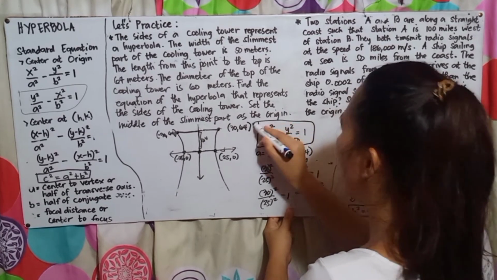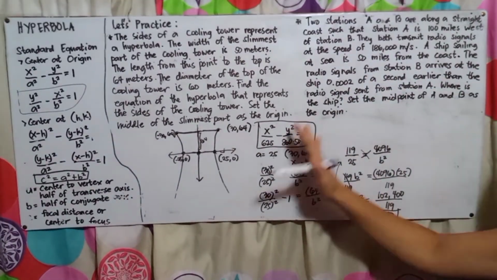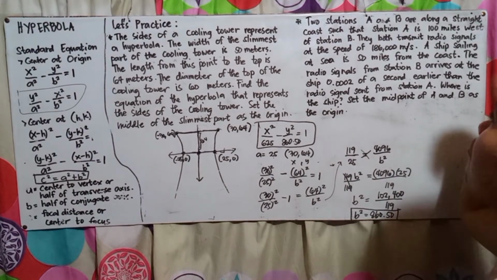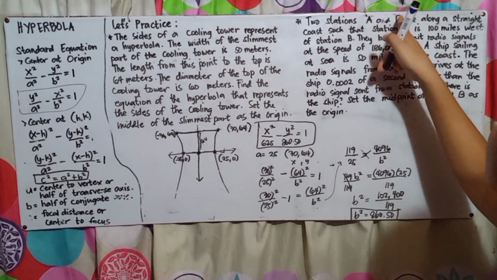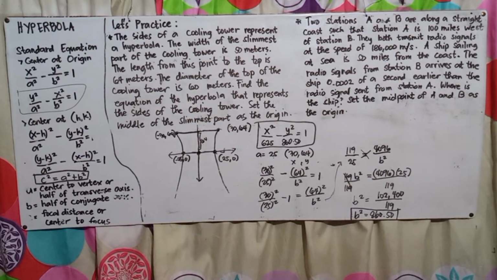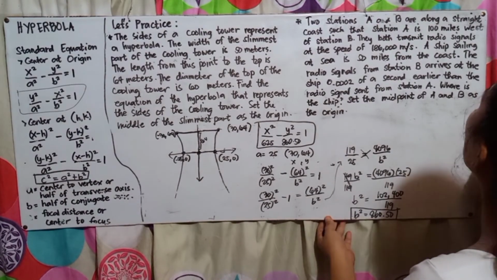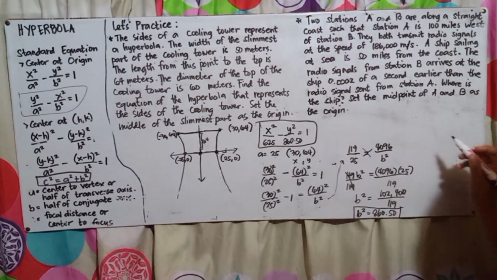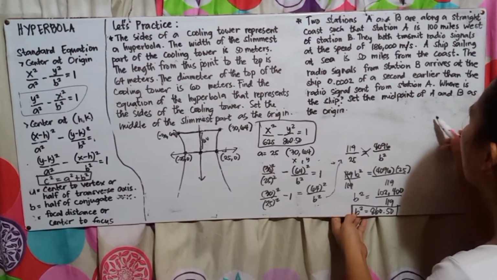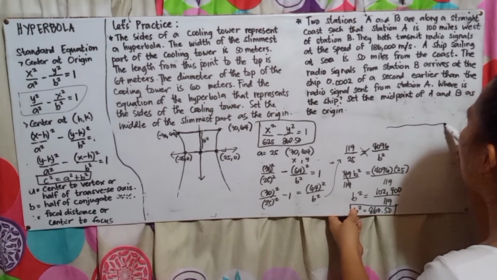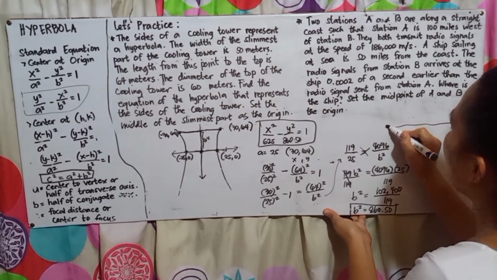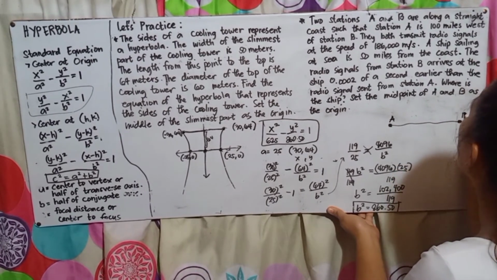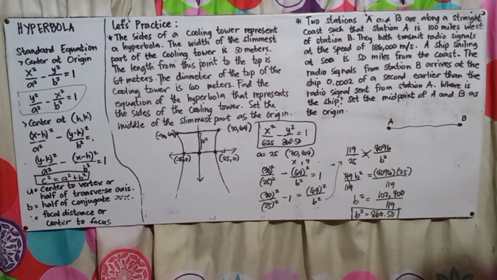So this is now our equation. Okay, so in the last example, two stations A and B are along a straight line along a straight coast. For example, here is the coastal area. So A and B.